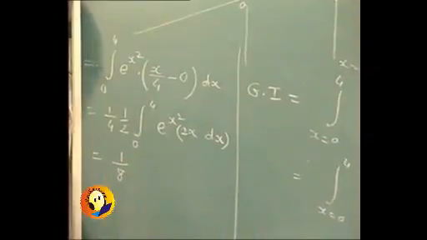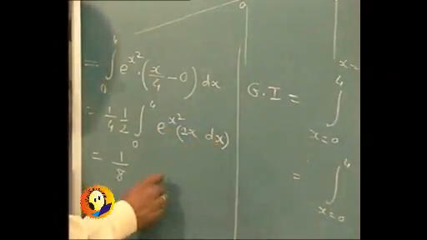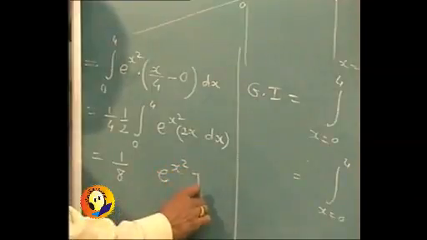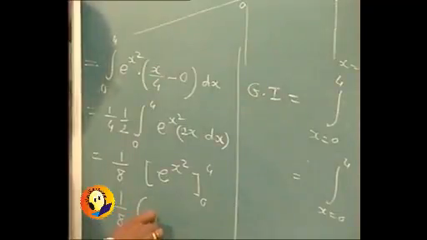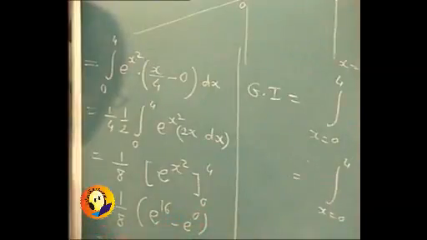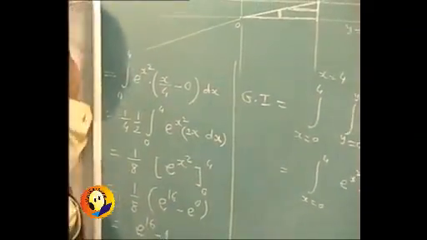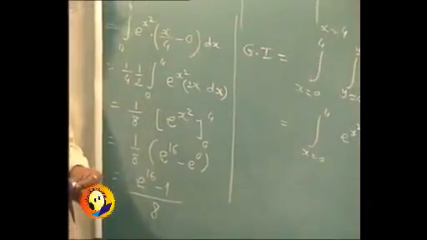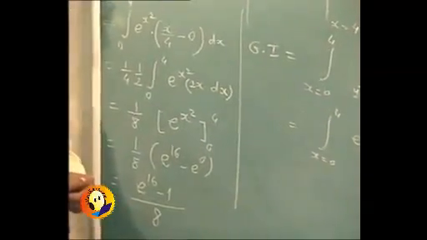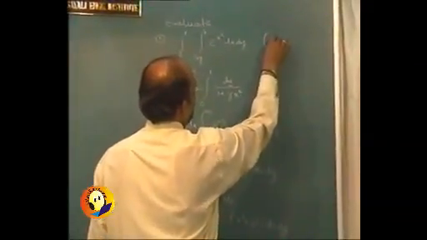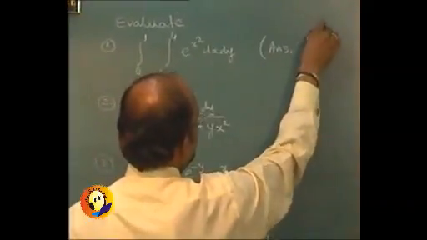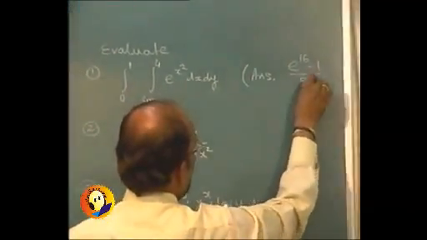So it will be 1 upon 8 e raised to x square into 2x dx, integrated as e raised to x square only between 0 to 4. And so it will be 1 by 8 into bracket e raised to 16 minus e raised to 0. Final answer comes out to be e raised to 16 minus 1 upon 8. The first problem has resulted in the answer e raised to 16 minus 1 upon 8.